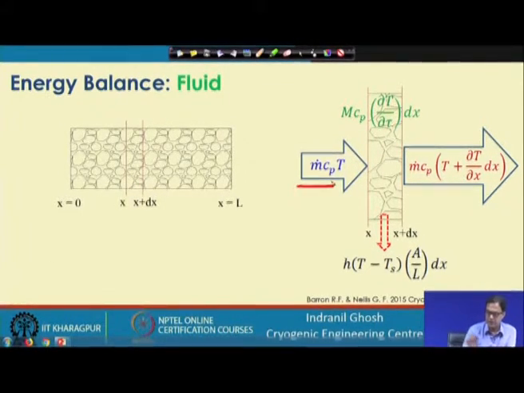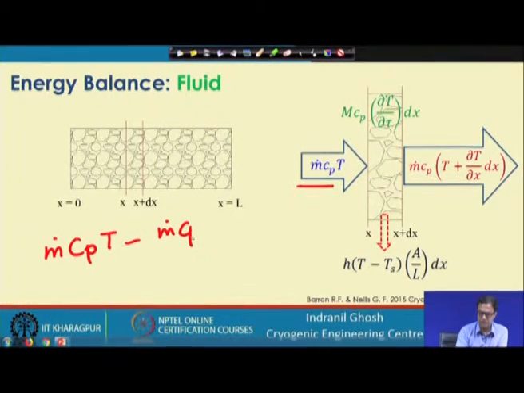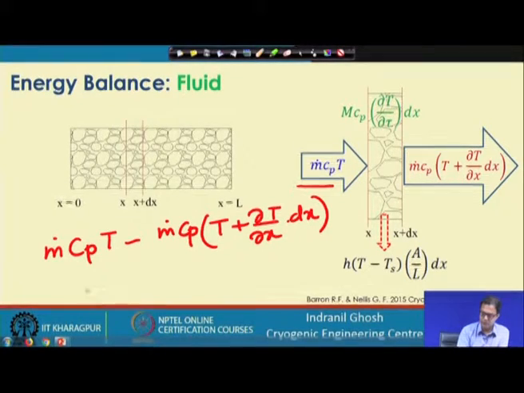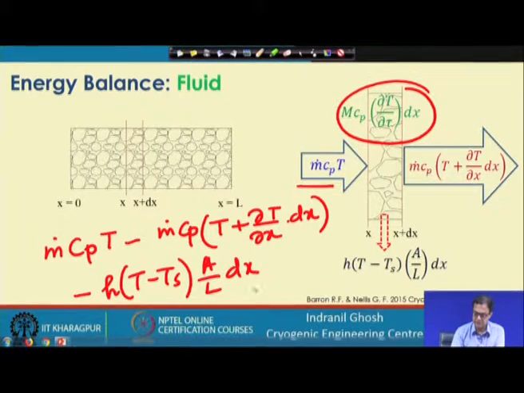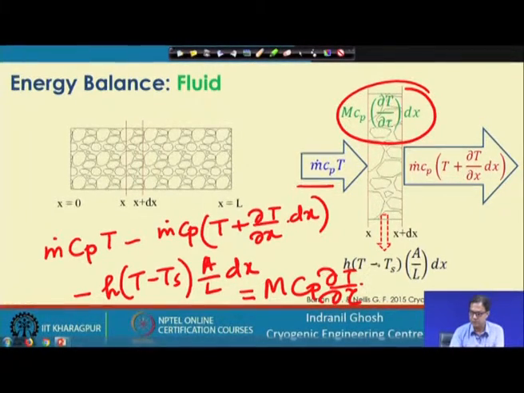This is what is entering: m dot Cp into T, and this is moving out: m dot Cp into T plus del T del x into dx. Then this part is also moving out: H into T minus T s, into A by L into dx. And that is exactly what is getting stored in it. So, it is m into Cp into del T by del tau, where tau is the time.